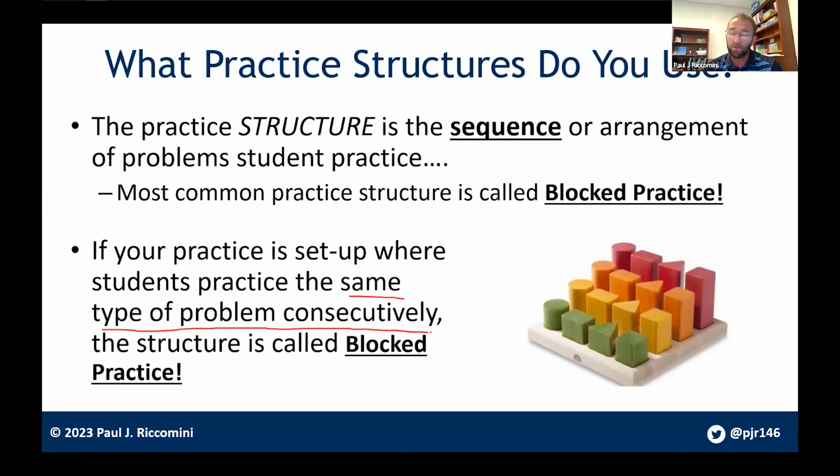So a recent analysis of math curriculum showed that 90% of the practice embedded in math curriculum programs is blocked. I want to highlight this for a second so that everybody understands. In that picture of my blocks, all the red problems would be the same kind of problem, and all the orange problems would be the same kind of problem. Think about it: you just teach a lesson on order of operations. In your textbook, all of the practice problems, or most of them, are going to be blocked practice, all order of operations.